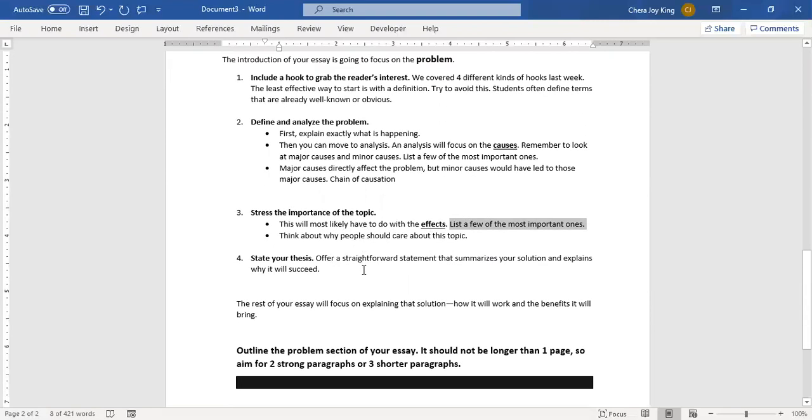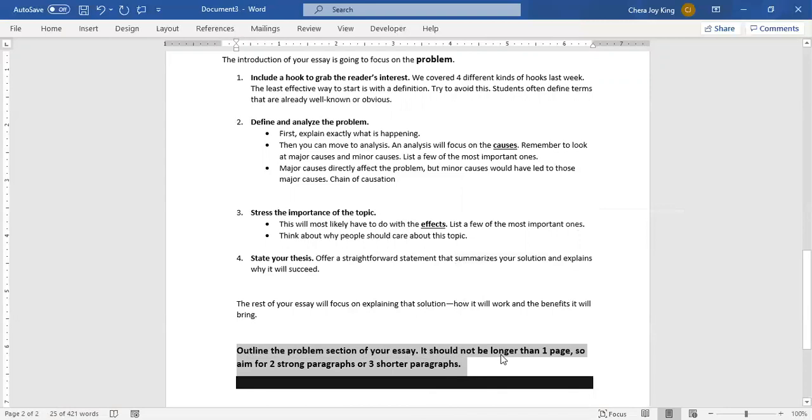At the end of the second paragraph, which would be the end of our introduction area, you're going to state your thesis. This should be a straightforward statement that summarizes your solution. So you want to end this introduction with your solution, and that works as a transition into the solution section. Once we name the solution, then we can move on and start talking about it. The rest of the essay is going to focus on explaining that solution, how it will work, and the benefits it will bring. So for tonight's homework, I just want you to outline those two paragraphs.